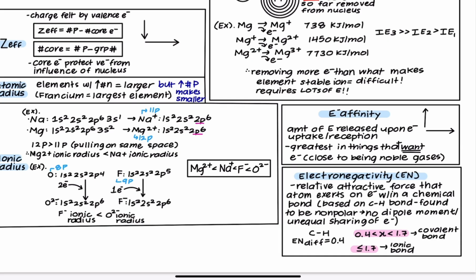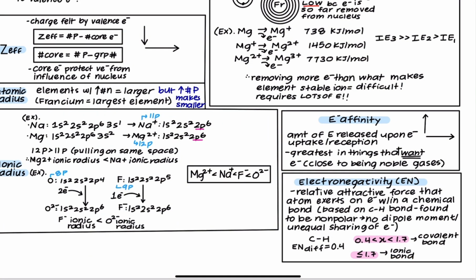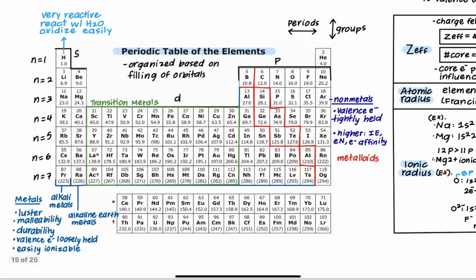The CH bond was found to have an electronegativity difference of 0.4. And based on that, we can say that a covalent bond has this electronegativity difference, and an ionic bond has this electronegativity difference. For this, I also want you to note that these are all of your metals, right? You have your alkali metals, alkaline earth metals, transition metals. These, of course, are metalloids, and these are nonmetals. But your metals, they lose electrons easily because they're electropositive. Nonmetals, here that we talked about, they tend to gain electrons, okay?